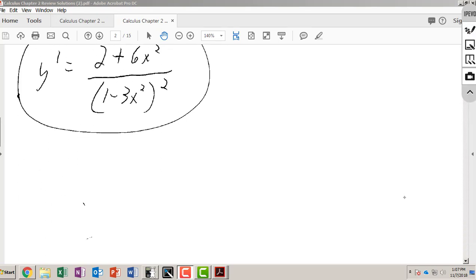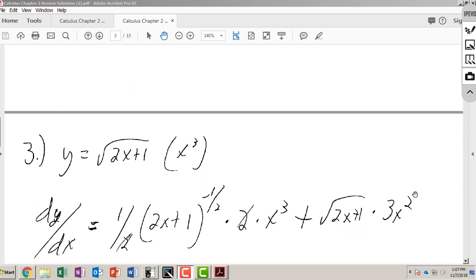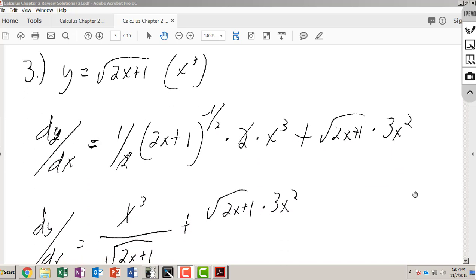So now as I go to my next problem, number 3, I've got y equals the square root of 2x plus 1 times x cubed. And the directions say it wants me to find dy dx, or remember dy dx is just the derivative. So to find the derivative, I'm going to have to use my product rule.